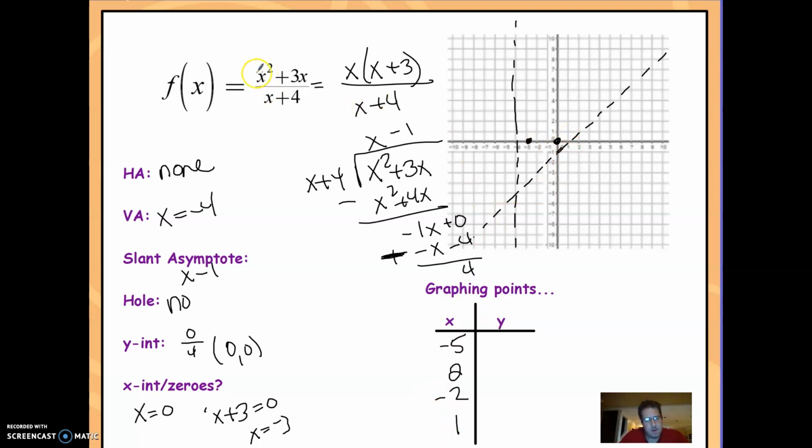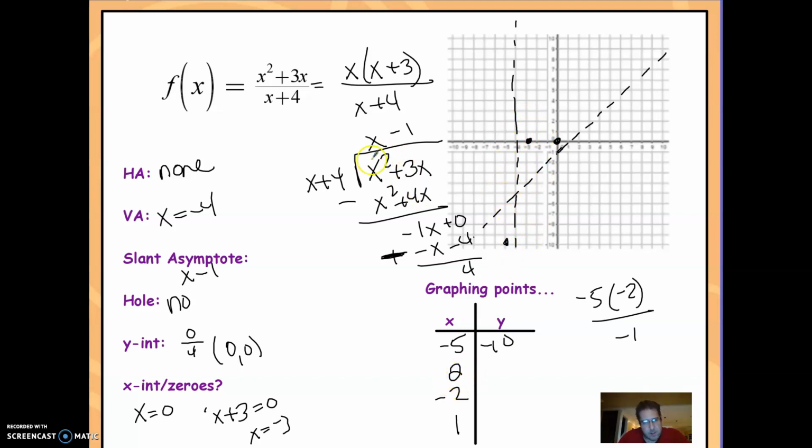So negative 5, put negative 5 in here. So that would be negative 5 times negative 5 plus 3, which is negative 2. Negative 5 plus 4 makes negative 1. So that gives me 10. 10 divided by negative 1 is negative 10. Negative 5, negative 10 is right there.